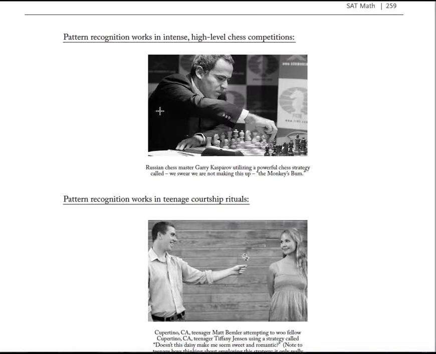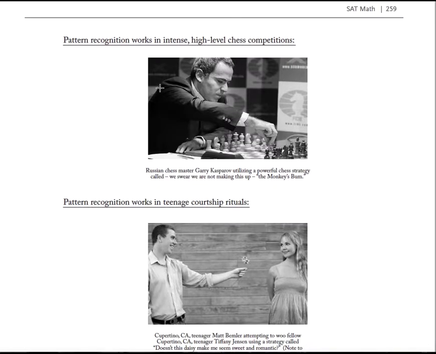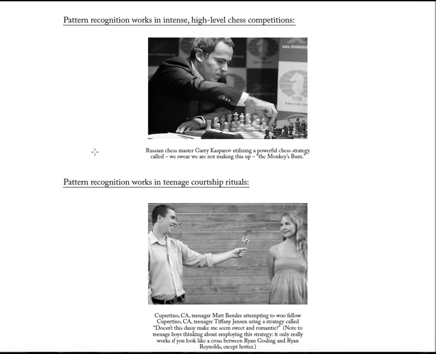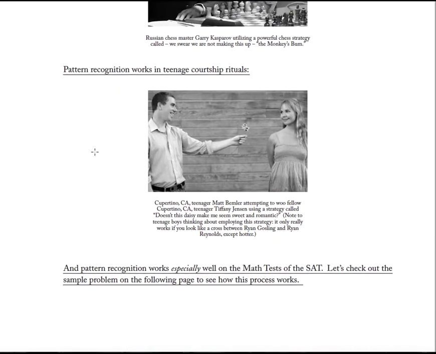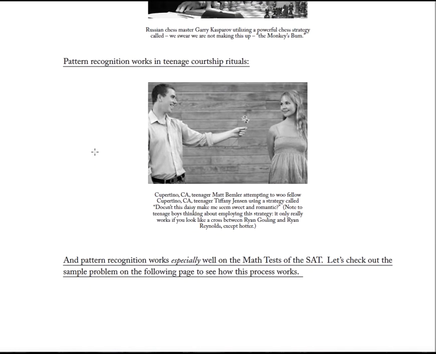It's used in chess. Here we see Russian chess master Garry Kasparov, who is facing off here. And then even in dating, people start realizing, well, this particular strategy didn't really work for me when I was asking someone out. So maybe I'm going to change things and use a different strategy, and that worked for me, so I'm going to use it over and over and over again.